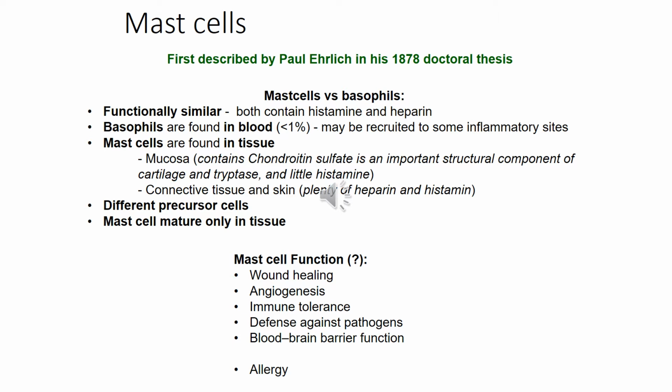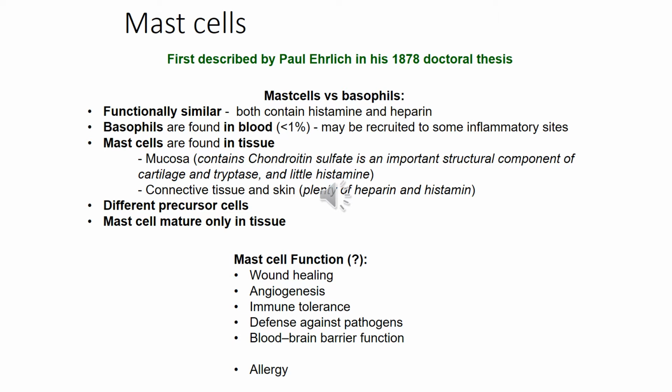The difference here is that the mast cells are found in the tissue mostly, and very few are in the blood. Basophils can be found in the blood, usually at very low frequency. Less than 1% of all the white blood cells are basophils, in case there is not an ongoing allergic reaction. The basophils may also enter tissue if they are recruited to local inflammation. While the mast cells and the basophils look very similar, they do have different precursor cells.